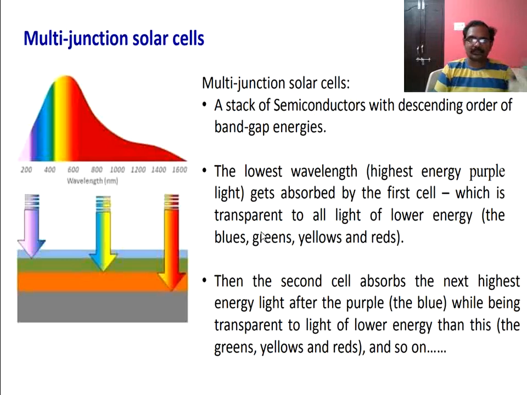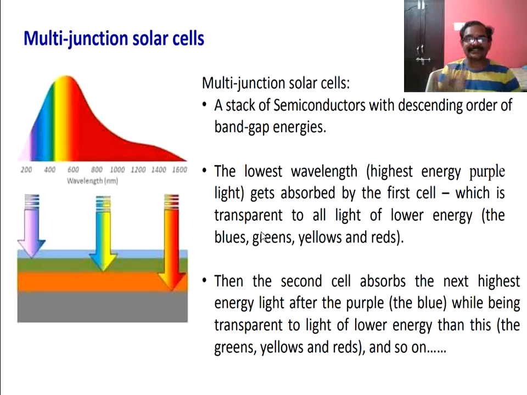So the lowest wavelength, the purple light, has the highest energy. Energy is equal to hc by lambda, so energy is inversely proportional to lambda. The purple light, having the highest energy, gets absorbed by the first cell, which is transparent to all light of lower energy, that is the blues, greens, yellows and reds. These can pass through the material but cannot be absorbed by it. Only purple wavelength light can be absorbed by that material because of its high band gap.